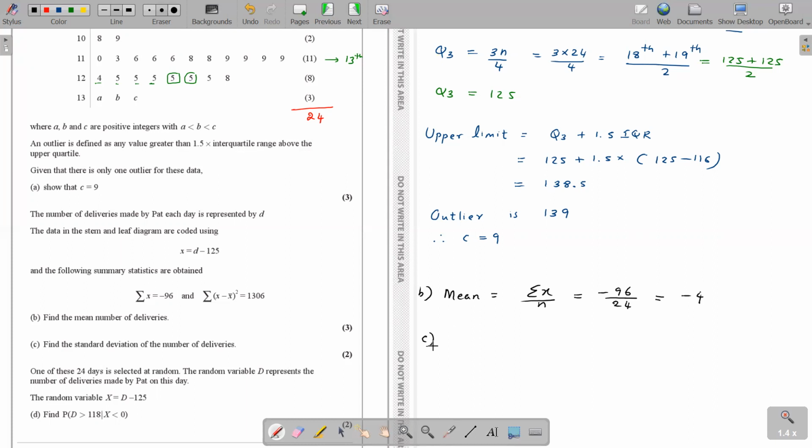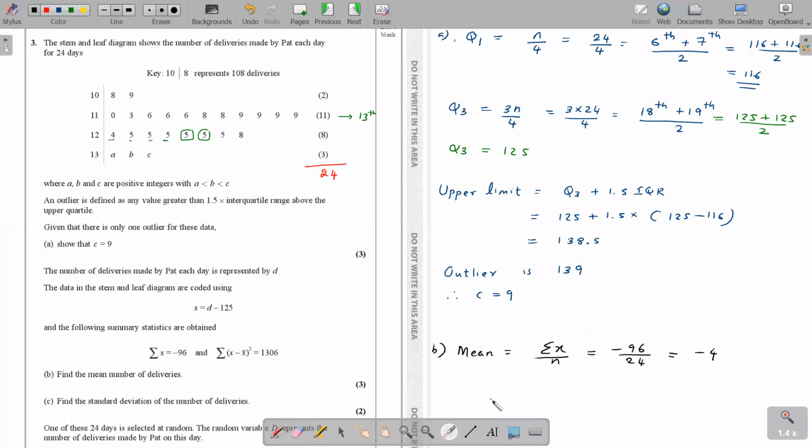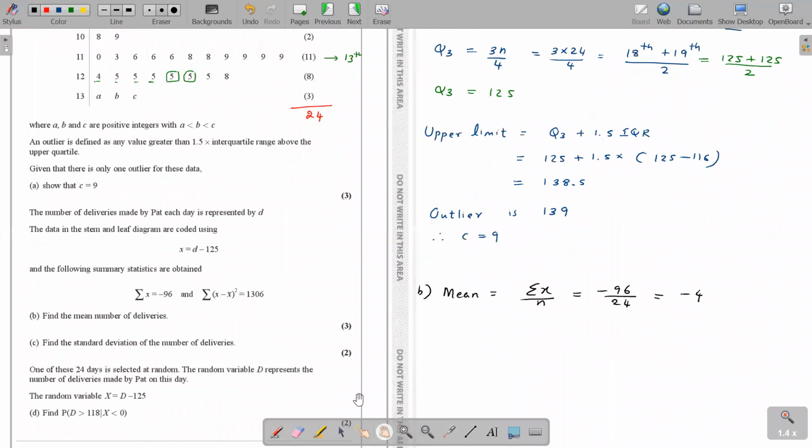Okay, so this is the place where you need to think a little bit. Here we have found the mean for the coded data, right? The question says to find the mean number of deliveries. X is not representing the deliveries, X is just the coding that we apply on the deliveries. So to find the X bar, what do we need to do? The mean that I found here is the X bar, so basically the X bar value is minus 4. I have to find D bar.